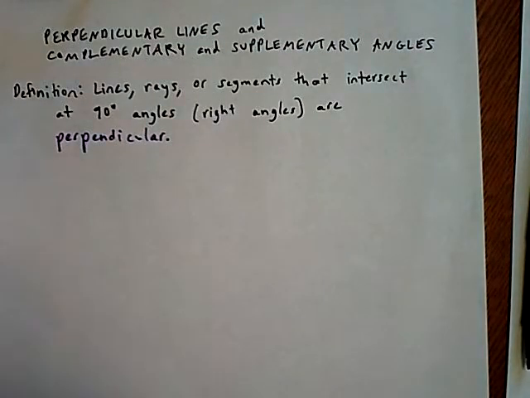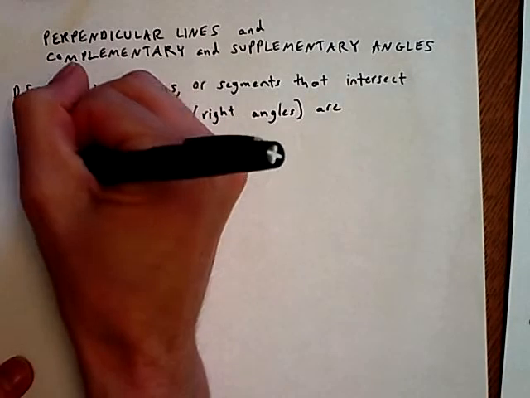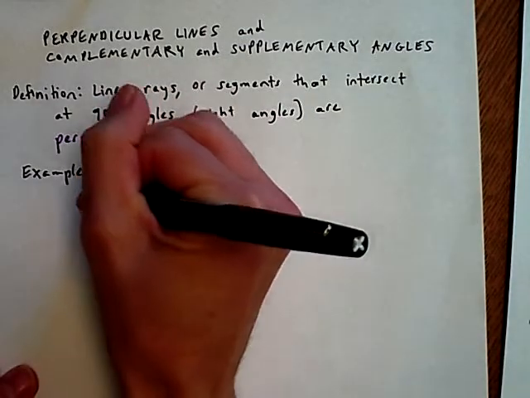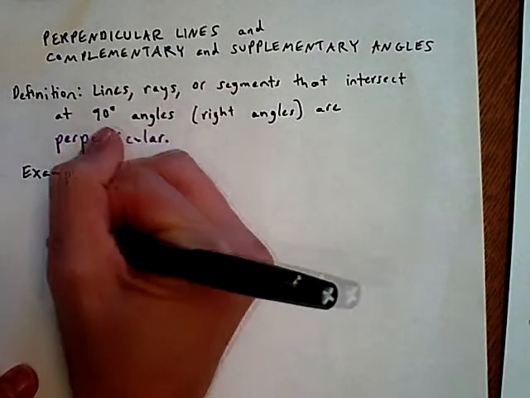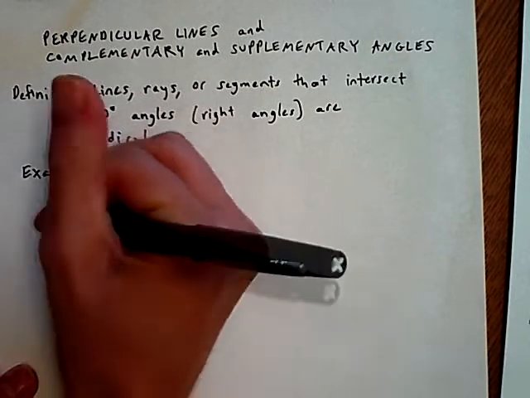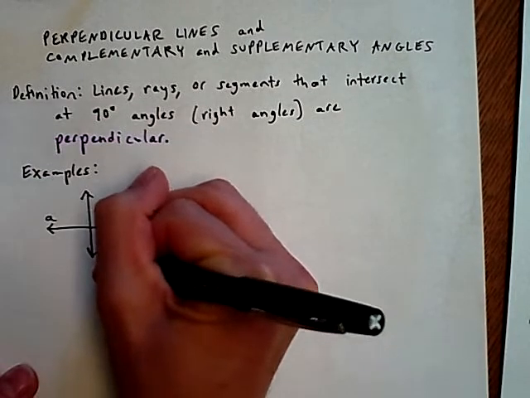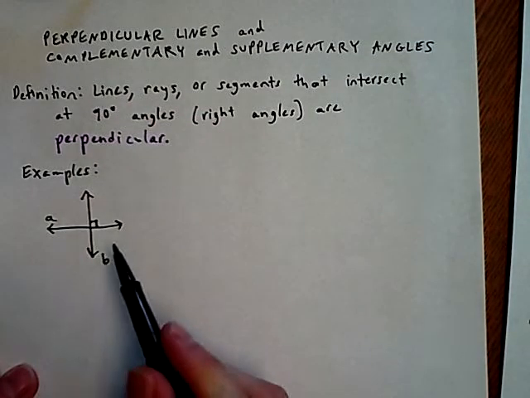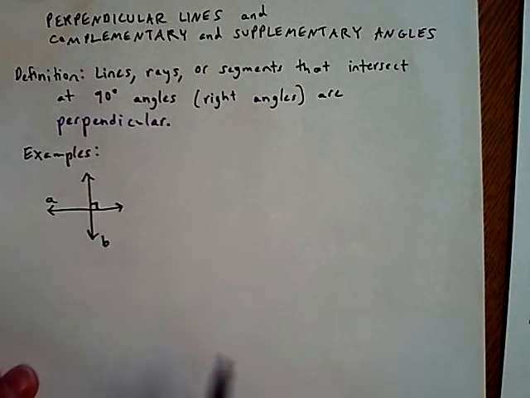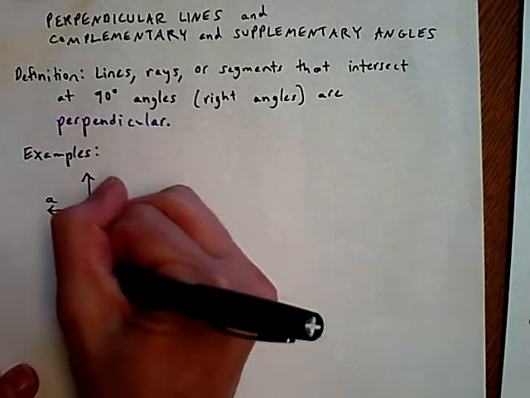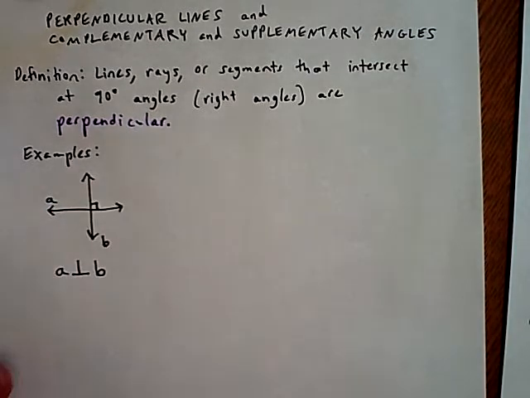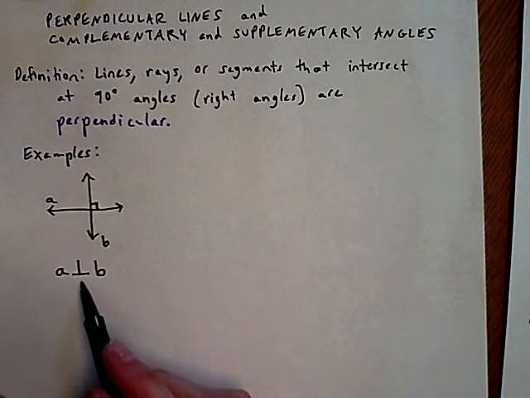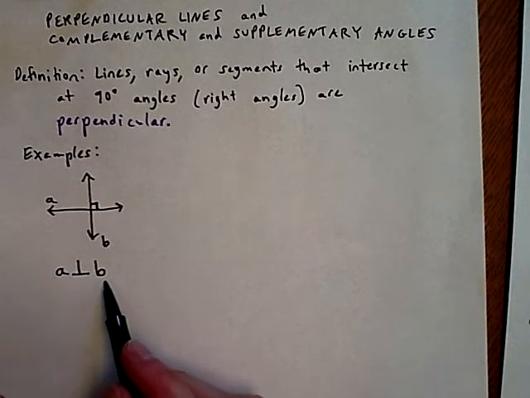All right. So some examples of perpendicular lines or segments are these. We have line A and line B, and it's given that this is a right angle. We can say that A is perpendicular to B. That A represents line A. The upside down T tells us that it's perpendicular to line B.